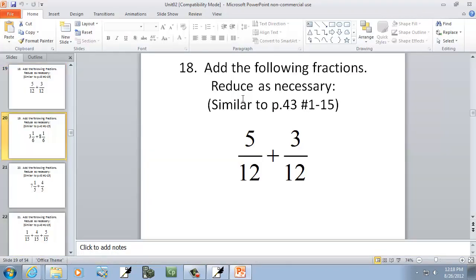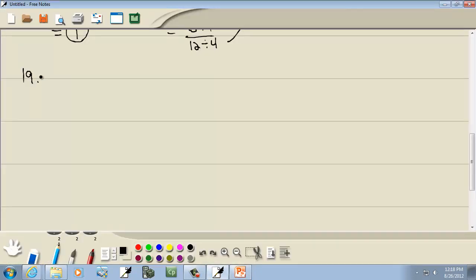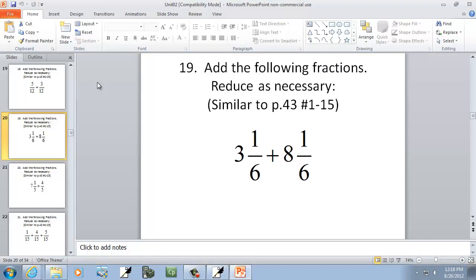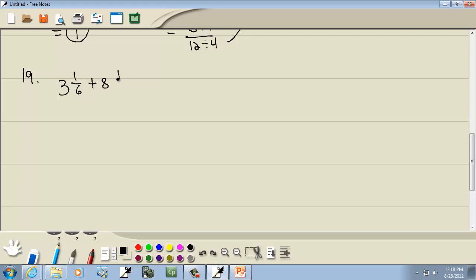Let's look at one with a mixed number. So we got 3 and 1/6 plus 8 and 1/6. Now what you do is if you got a mixed number, you add together the whole parts, the numbers that are out in front. 3 plus 8 gives us 11. And then you add the fractions together. 1/6 plus 1/6. Again, they have the same denominator, so I'll add the top parts, put them over the single denominator. 1 plus 1 is 2, so that gives us 2/6.